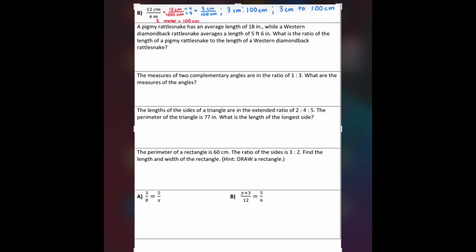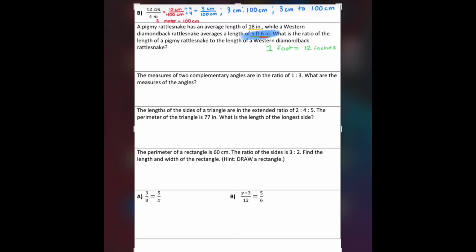Well, the first thing I notice in the problem is that the first type of snake is in inches, and the second one is in a mixture of feet and inches. So we need to get that second measure completely in inches so that it matches that of the first. We know that 1 foot is equal to 12 inches. So therefore, if we have 5 feet, we have 5 times that many inches, which is going to lead to 60 inches.